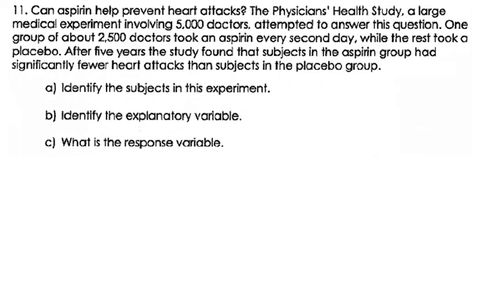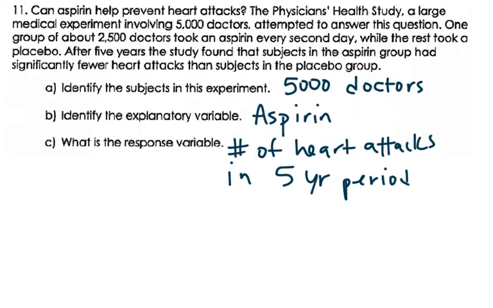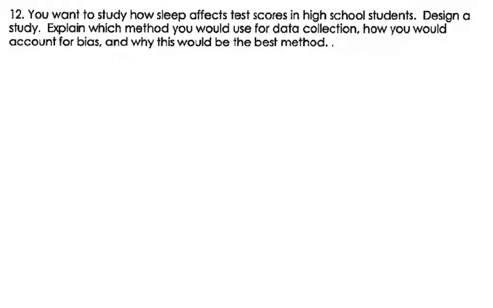All right, number 11, we're just going to identify the subjects, the explanatory variable, and the response variable. So read through it really quickly. Try it in 1, 2, 3. All right, so I got the subjects were the 5,000 doctors. The explanatory variable was aspirin, and the response variable is the number of heart attacks in a 5-year period.